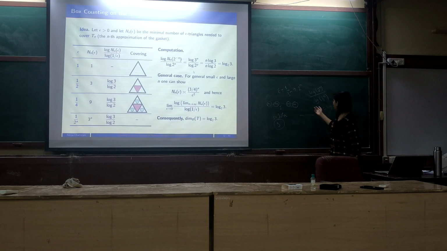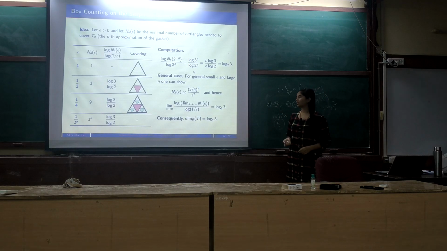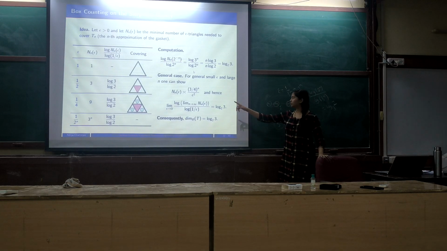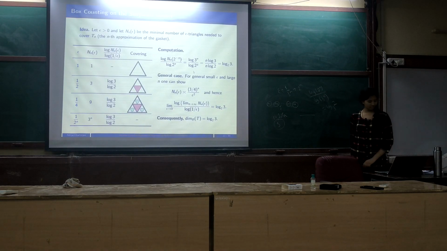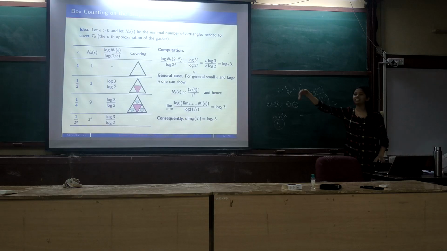So it's basically the inverse of the Cantor set, where you covered using 2 power n sets when epsilon was 1 by 3 power n. So it was exactly the opposite. So your dimension here is log 3 base 2, which is around 1.58. So it's not as 2-dimensional as the Sierpiński carpet, but it's not 1-dimensional either, because it's clearly more than 1 dimension.